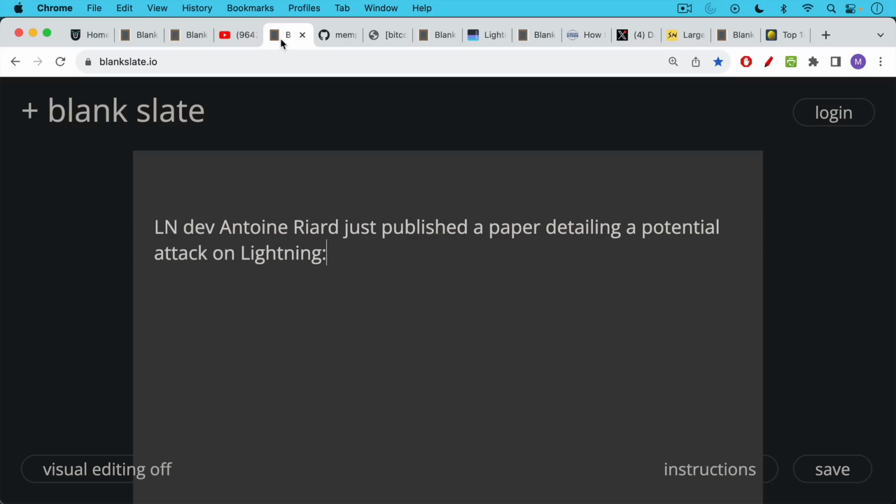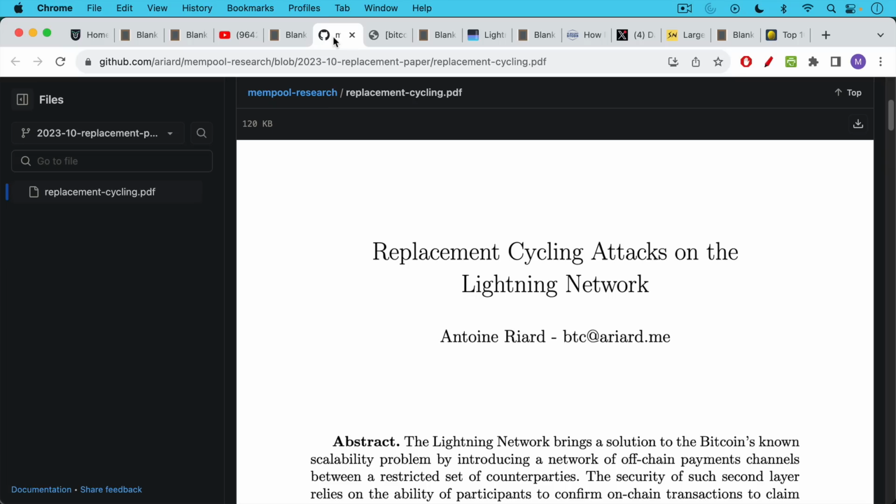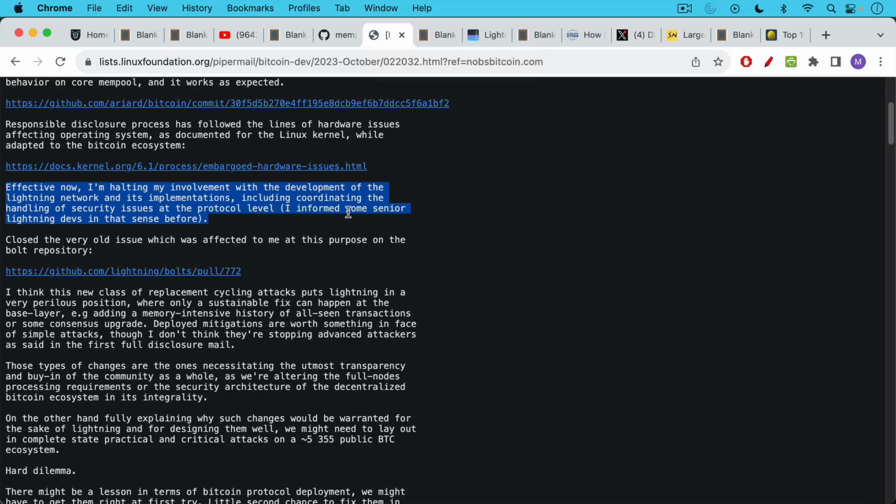Lightning Network dev Antoine Riard just published a paper detailing a potential attack on Lightning, and this is what many of you have been asking about. It was posted to his GitHub, and it's called Replacement Cycling Attacks on the Lightning Network. As part of this, he announced that he is halting his personal involvement with the development of the Lightning Network and its implementations, including coordinating the handling of security issues.